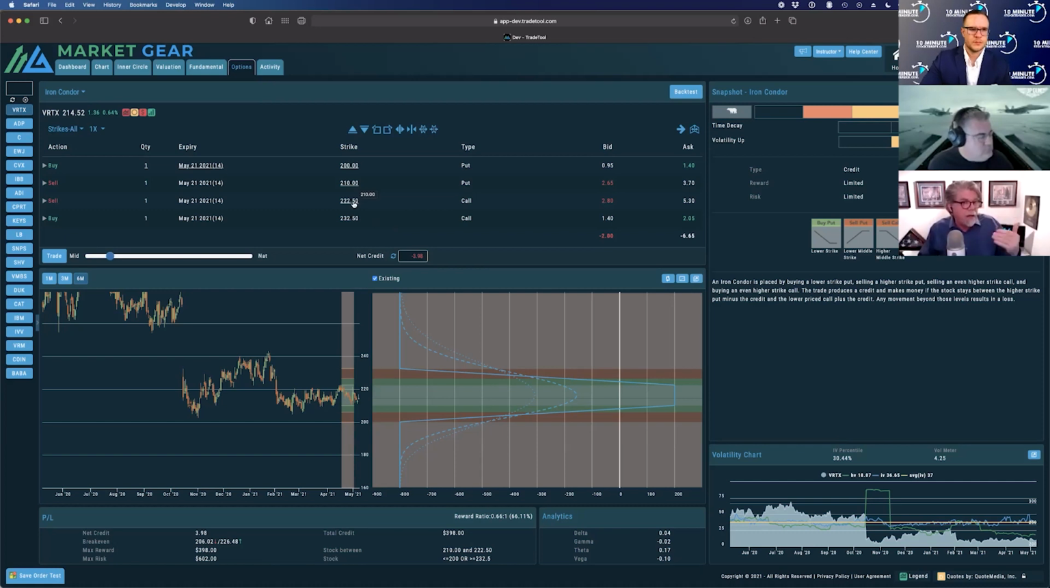So the body is wide. It's a 12.50 wide body, and my wings are only $10 wings, right? And they have to be the same distance on both sides, right? The center can be whatever.